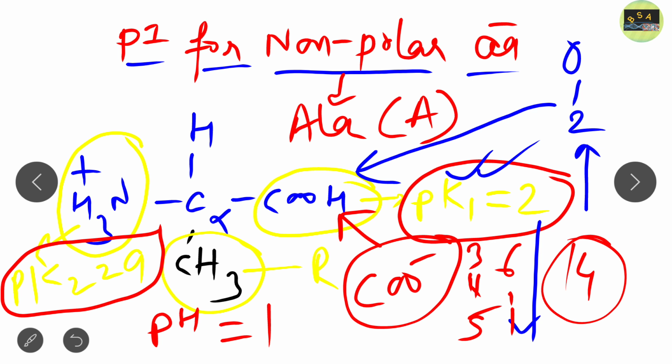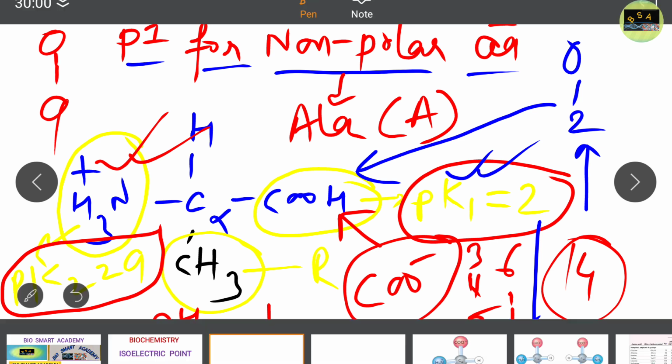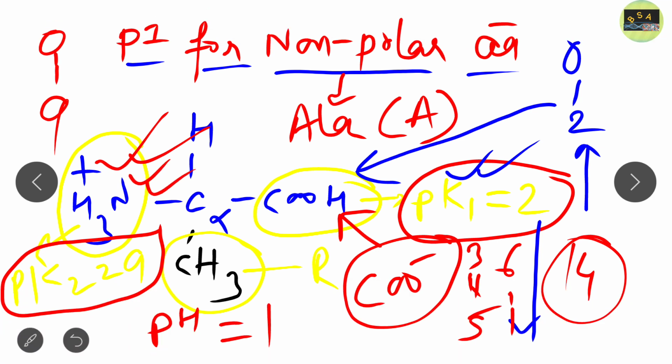The same concept applies for this part also. If we go below 9, that is 0 to 9, it remains as NH3 plus. And if we go above 9, that is 10 to 14, then this NH3 plus becomes NH2. Clear? So this is one concept regarding the calculation of isoelectric point for non-polar amino acid.